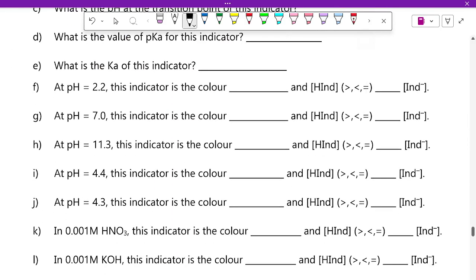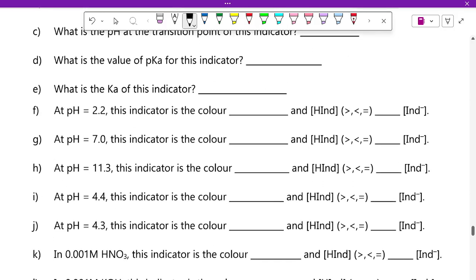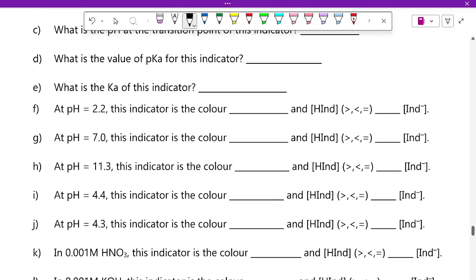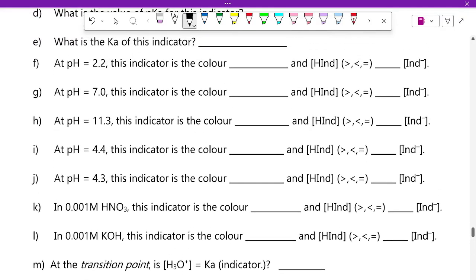All right, and now we're on J at pH 4.3. So 4.3 is in the transition area. If it's in between 3.6 and 5.2, it will be green. Okay. Where did it go? J, it will be green.